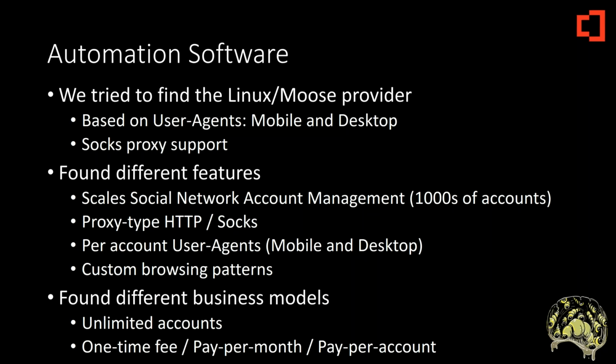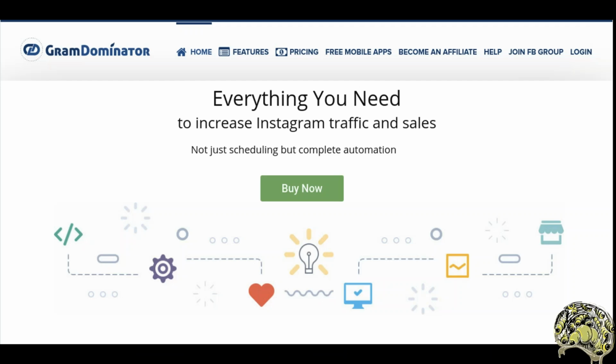We found also different business models. Some had unlimited account support, others you pay a one-time fee. Others were more on a pay-per-month type. Others were on a per-account basis. And because Instagram changes often, like some of the software that we're going to show you today, they have releases every month, so that they implement new countermeasures to bypass some of the Instagram countermeasures, you know, arms race stuff. Next up, we'll start with Gram Dominator.